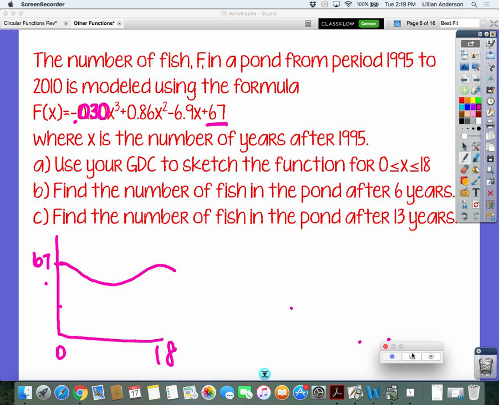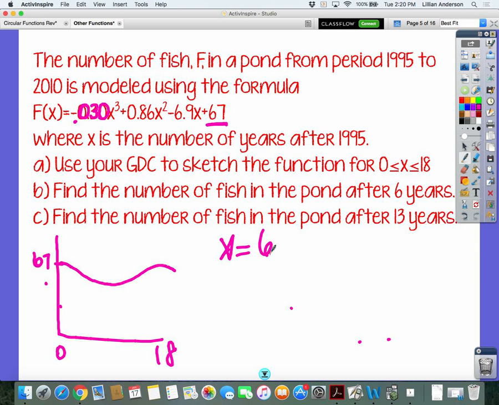So now we have to find the number of fish in the pond after 6 years. Okay, how do we do that? How do we find the number of fish? Plug 6 into our y, x. X. Yes, you can look at the table, okay?